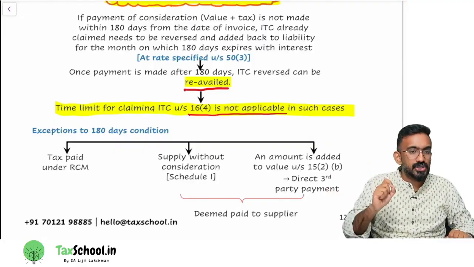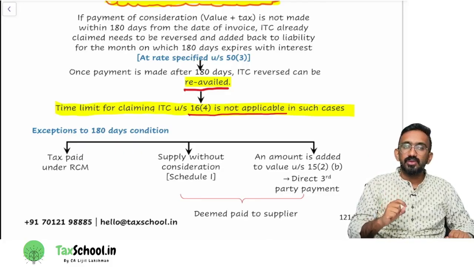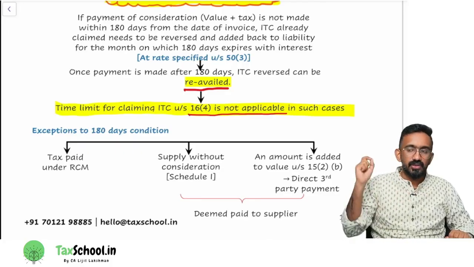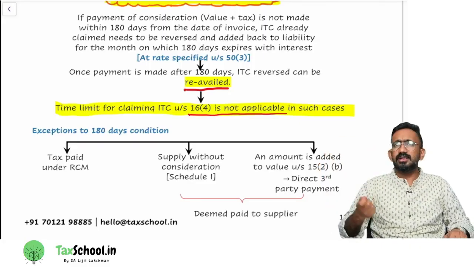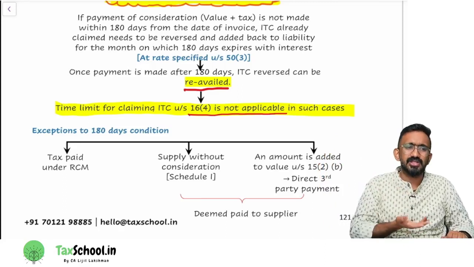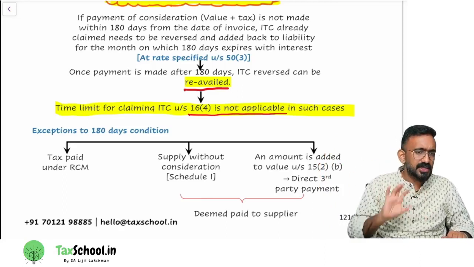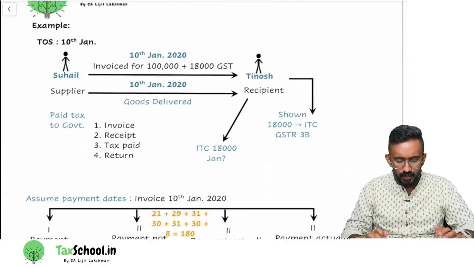Again, in an examination question, if they don't give you that information, what do you have to do? You don't have to compute interest at all. You have to say that you have to reverse 18,000 with interest. That is enough. And in all intermediate questions so far, they did not ask you to compute interest on the reversal of ITC. The answer in the ICA material also says just "with interest". That's it. I hope that clarifies.